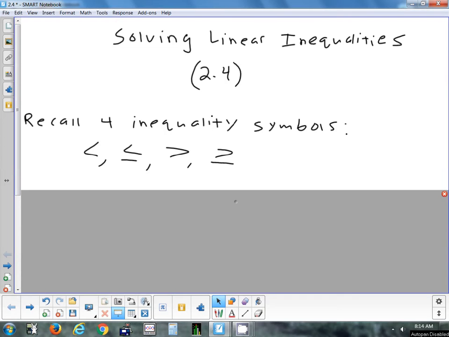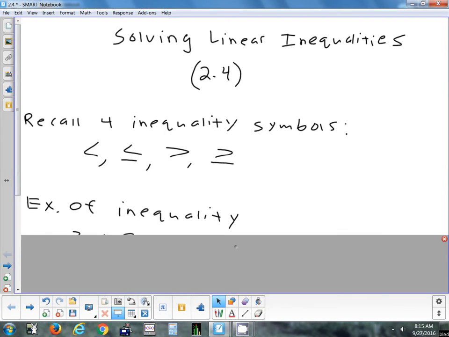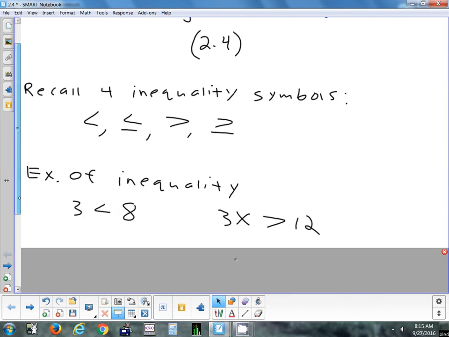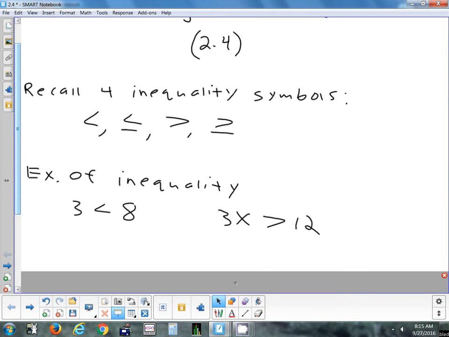Okay, so those are our four basic inequality symbols. Less than or equal to, greater than or equal to. Okay, and both of these are examples of inequalities. The first one is just a true statement. The second one is a conditional inequality. It's true if you pick the right values for x. And what's different about a conditional inequality is there's infinitely many answers that make that true. Okay.